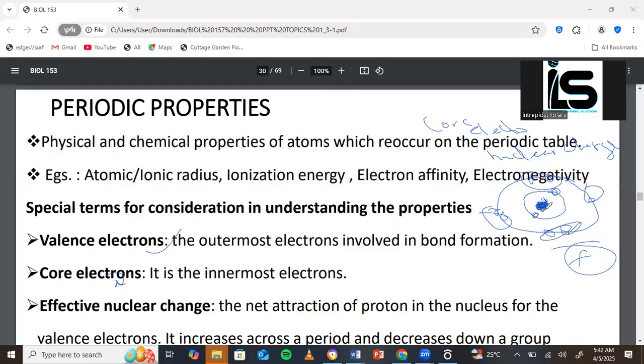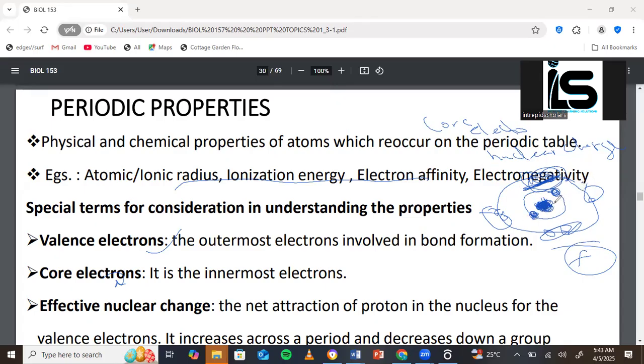This is an important property, because the valence electrons are the only electrons involved in chemical reactions. All these properties depend on the attraction between the nuclear charge and the valence electrons. The truth is the core electrons will reduce the extent of positivity that gets to the valence electrons.